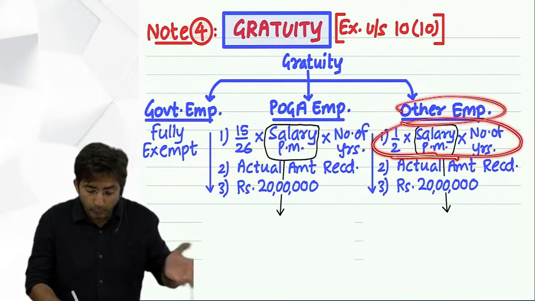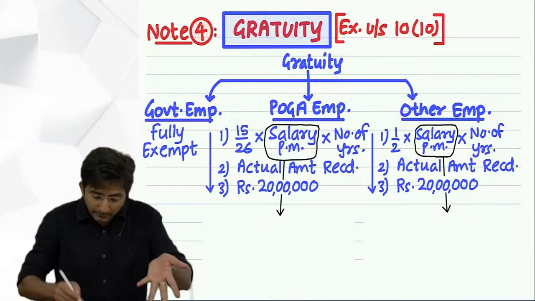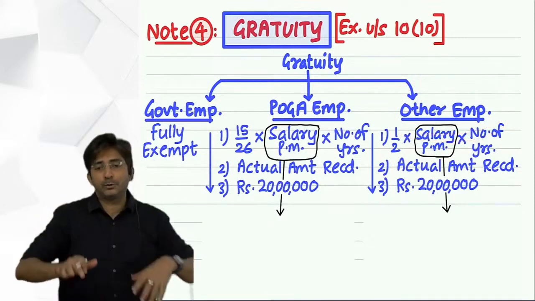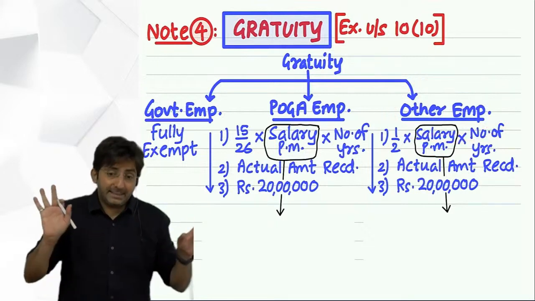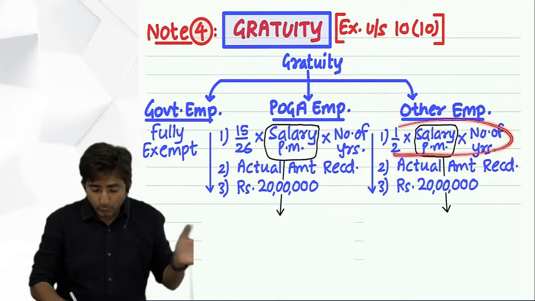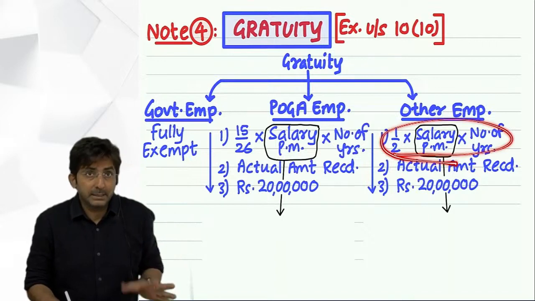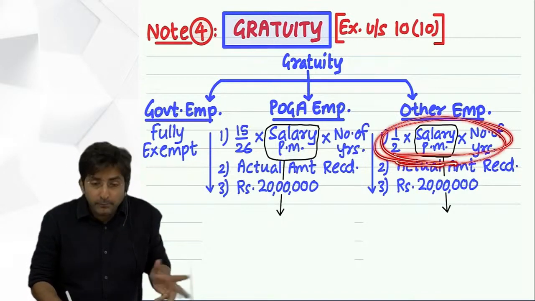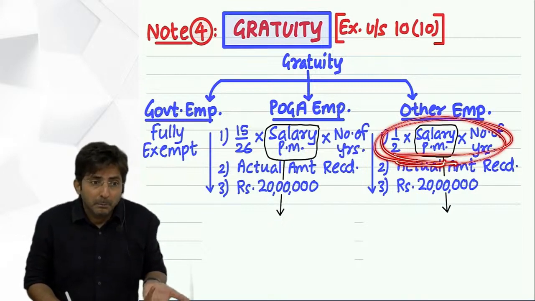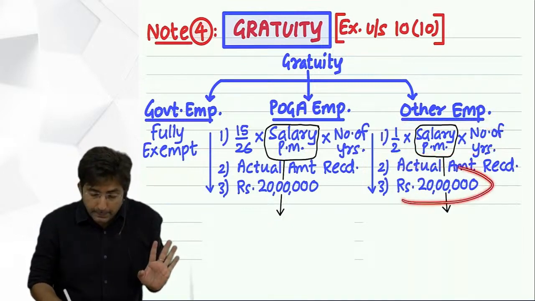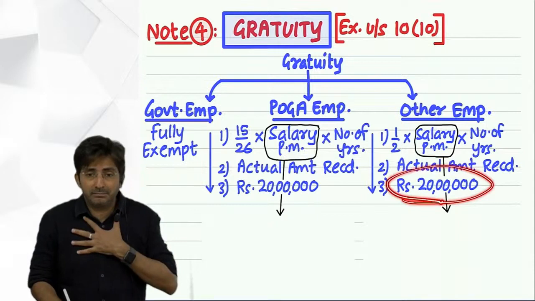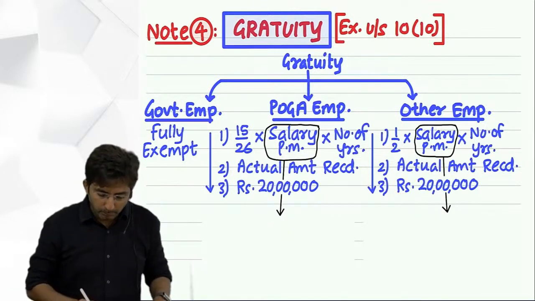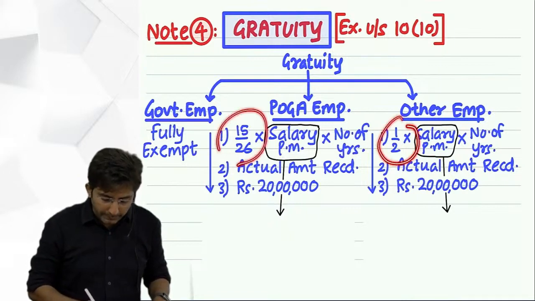See, for other employees, there is no compulsion. He is working in such a company that he may not even get gratuity. But if he gets it, he should get this much. This is what income tax law feels. And if he gets that much, we will exempt it also. But then it should not be more than 20 lakhs. That is our maximum budget which we can exempt. In short, this half is the only difference here.